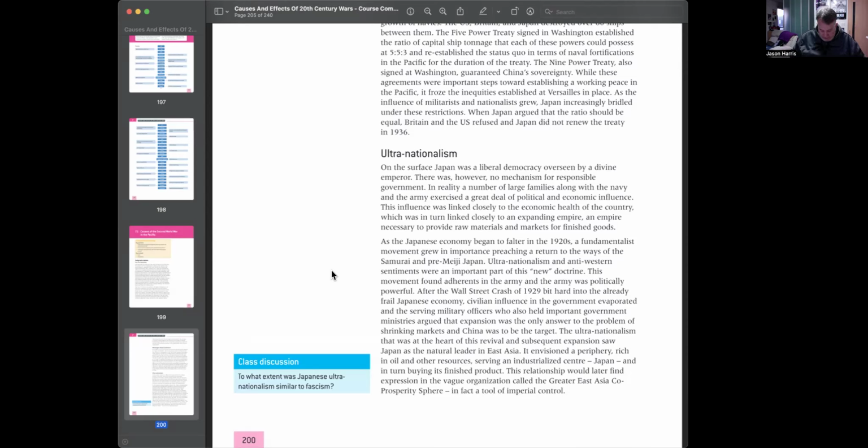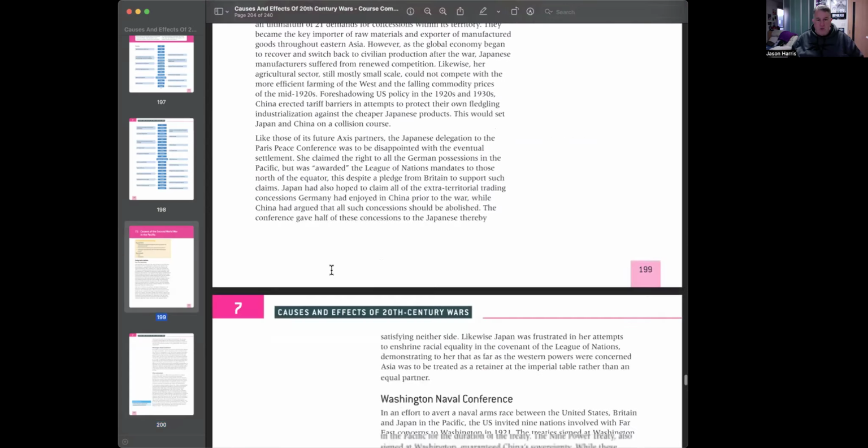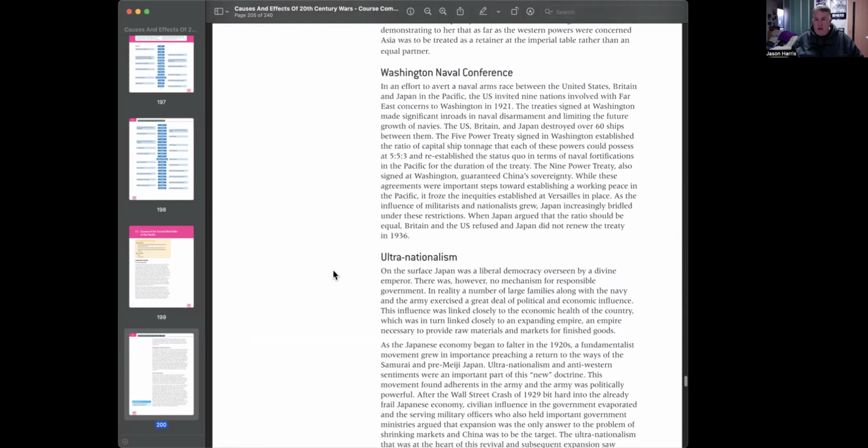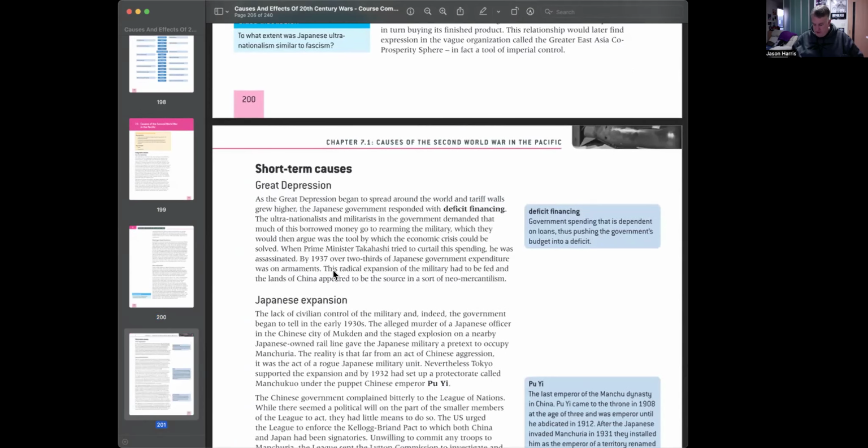This relationship would later find expression in the vague organization called the Greater East Asia Co-Prosperity Sphere, in fact, a tool of imperial control. So we'll talk more about the Greater East Asia Co-Prosperity Sphere. Got to come up with a nickname for that. That's too long to say every time. When we get to it later in the chapter. Okay, so three things: the First World War and the fallout from that, the Washington Naval Conference, ultranationalism, long term. Short term causes.